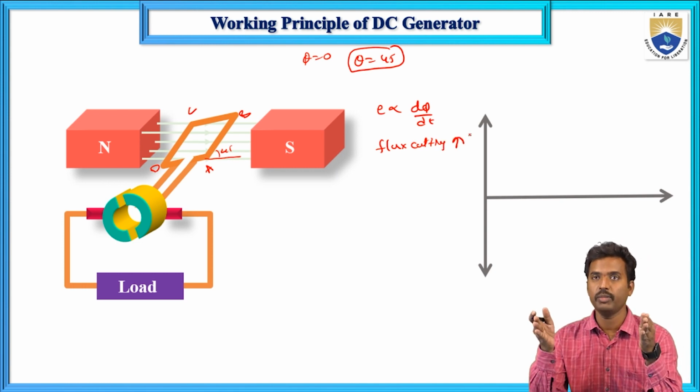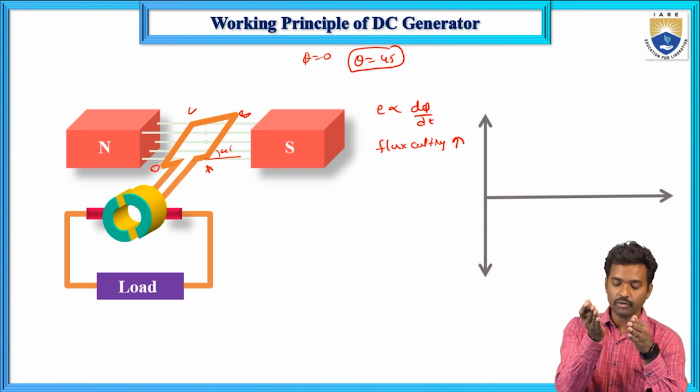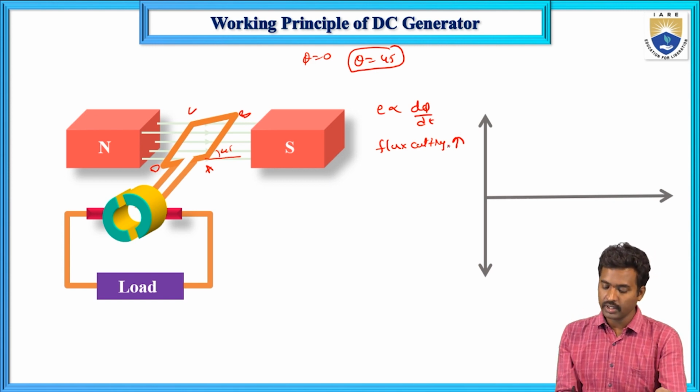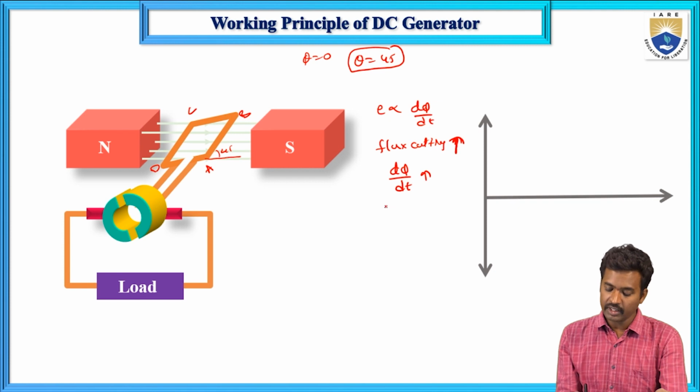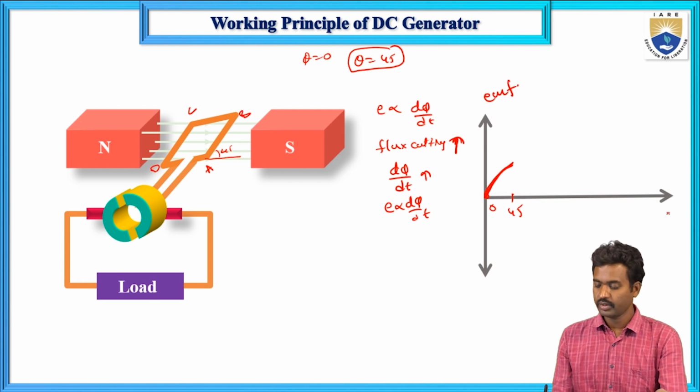Previously, between the north pole and south pole, the single turn conductor was horizontal. Now we rotate it anti-clockwise by 45 degrees. In this case flux cutting is increasing, which means d phi by dt is increasing, and induced EMF is also increasing. So this is 0, and at 45 degrees flux cutting and EMF are increasing. This is theta versus time.